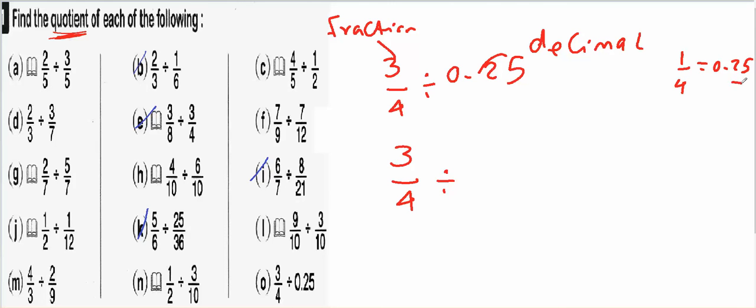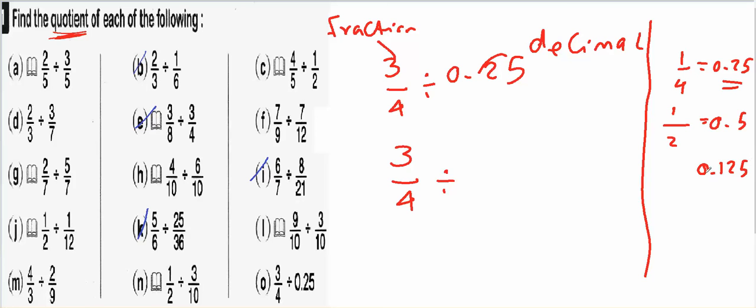If you have 0.25 as a decimal number, you can write it as the fraction 1 over 4. If you have 0.5, you can put it as a half. If you have 0.125, you can put it as 1 over 8. If you have 0.75, you can put it as 3 over 4. 0.25, we can put it as 1 over 4.